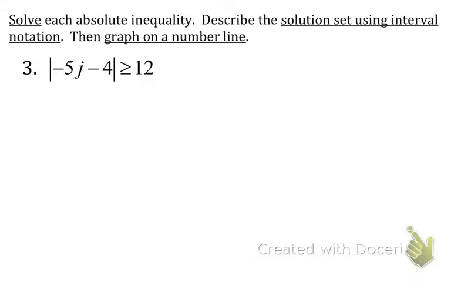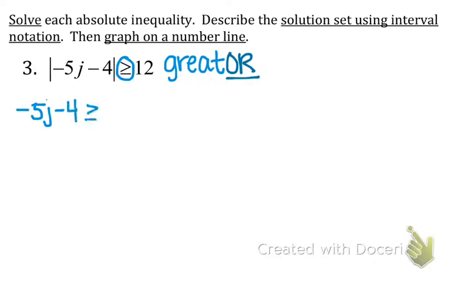We have the absolute value of negative 5j minus 4 is greater than or equal to 12. First of all, the absolute value is isolated. It's by itself. It does not have any coefficient in front that we need to get rid of or subtract away. So let's start solving. Notice that it's a greater than symbol, so we are going to use greatOR. This will be an or inequality.